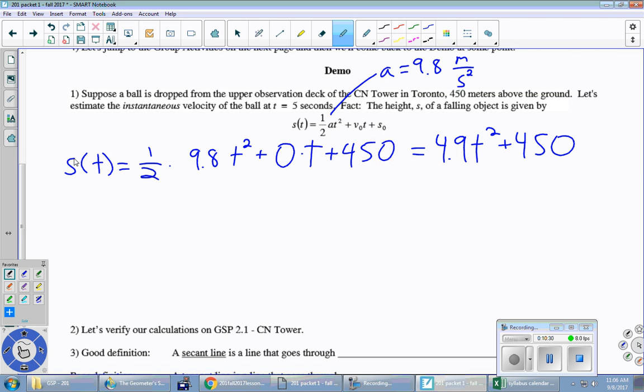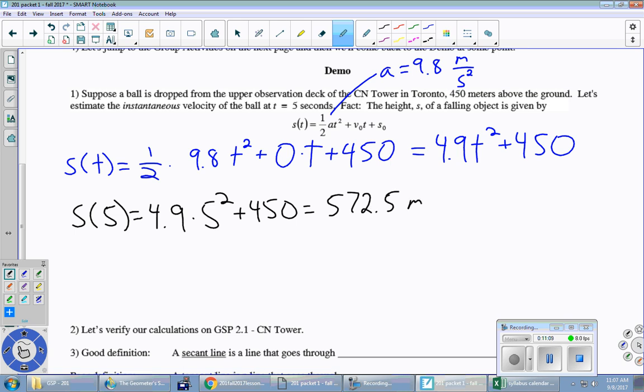Okay, and we're interested in knowing what's going on with this ball at t equals 5 seconds. That's given in the problem. So how about we just plug 5 into this formula and see what that gives us. S of 5 is equal to, so we're just changing that t into a 5. 4.9 times 5 squared plus 450. Somebody with a calculator or phone help us out. We drop the ball, 5 seconds later it's going to be at a certain height above the ground. Anybody have a number for us? 572.5. How's that sound? 5 seconds after we drop this thing, it is 572.5 meters off the ground.